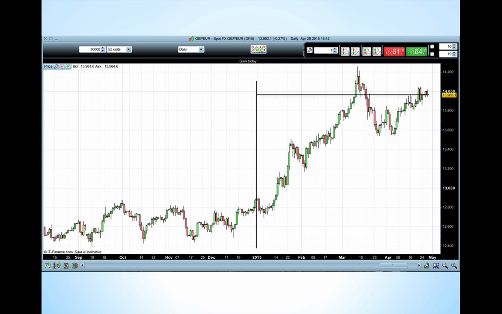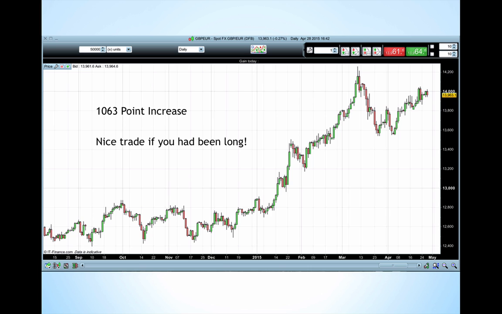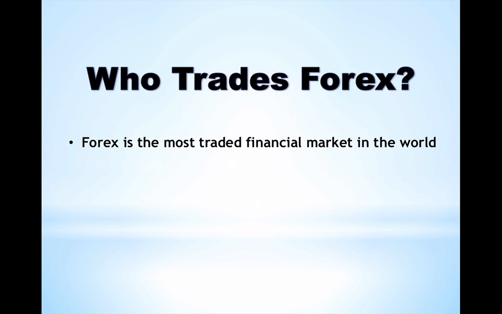Later in the year, on the 28th of April when this screenshot was taken, we can see that the exchange rate has risen to 1.3963. So, on the 28th of April, £1 would buy you €1.39, or €1.40 if we round it up. That's a 1,063 pip increase over the 4 months of 2015. That would have been a very nice trade if you had been long. In fact, if you had bet £10 per pip, your return would have been £10,630.